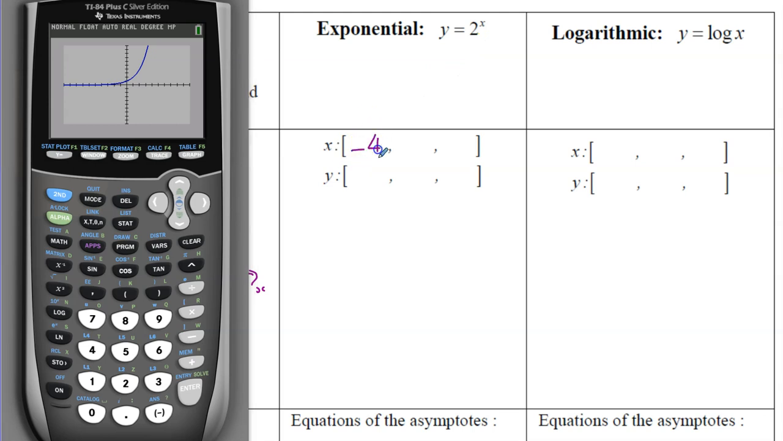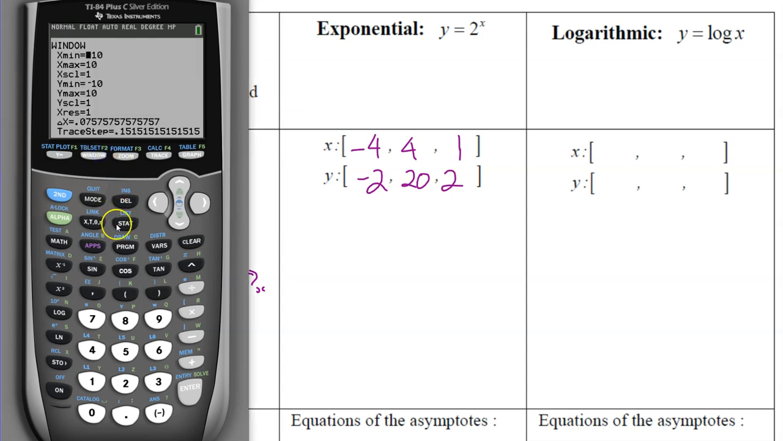So let's go from negative 4, right? That's going to be out there, so we can actually see what's going on a bit, to positive 4. We'll do that by ones. And let's go negative 2, just so we can see under the line. And 2 to the 4th is 16, so hey, maybe we go to 20. Let's do that by 2s. So what we're doing is just refining our window, right? You don't have to go with the first one you try.